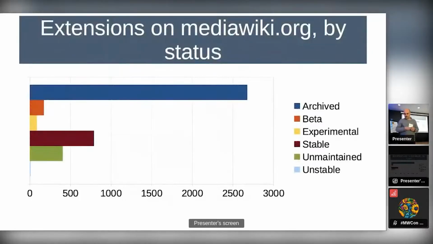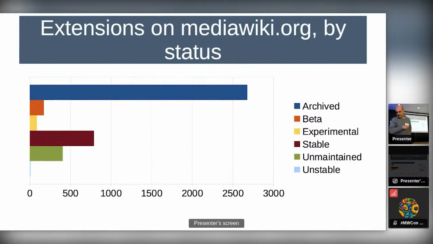Okay, so here's a little graph of the extensions on MediaWiki.org by status. Hopefully you can see the bottom. It goes from 0 to 3,000, and the thing that obviously pops up right away is just how many archived extensions there are, about 2,700, which is pretty amazing because to archive an extension requires a fair amount of work for each extension. You need to establish at least some consensus that nobody wants this extension to stay. But on the other hand, this is 20 years worth of extensions. So there is that.